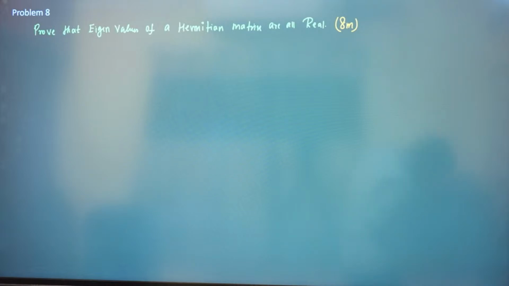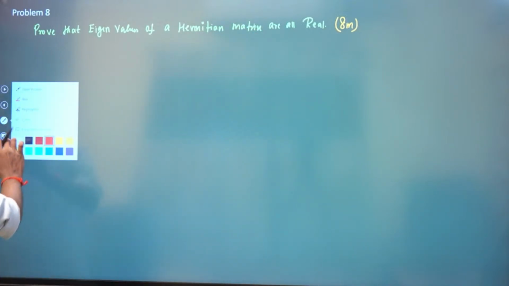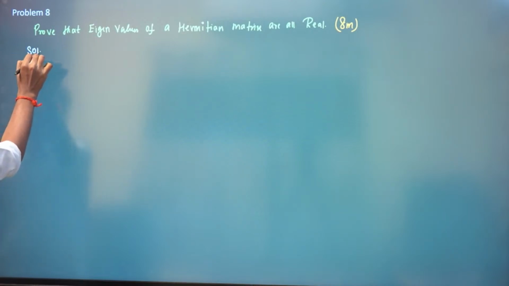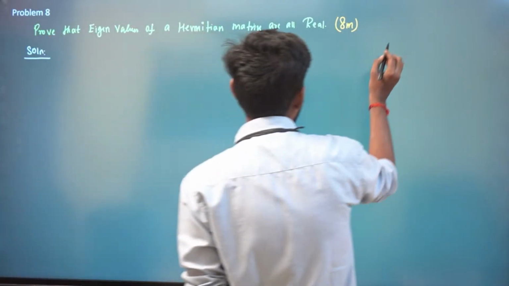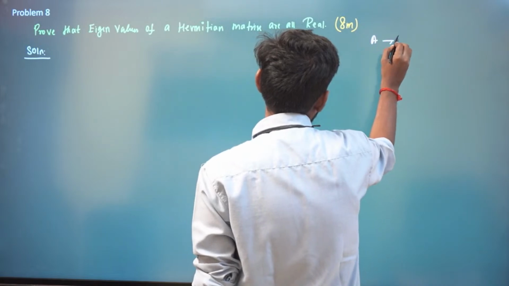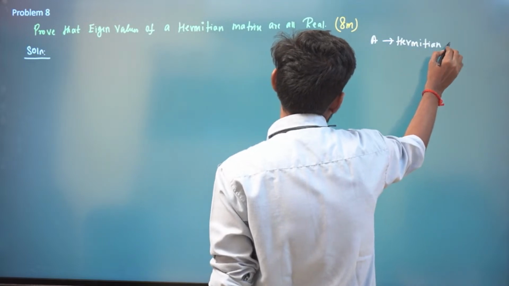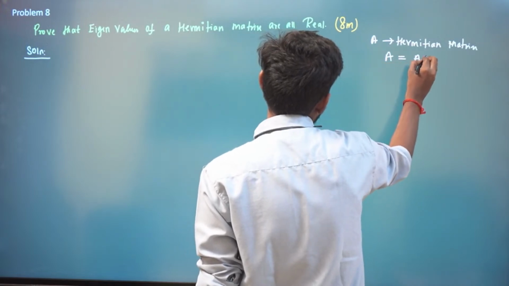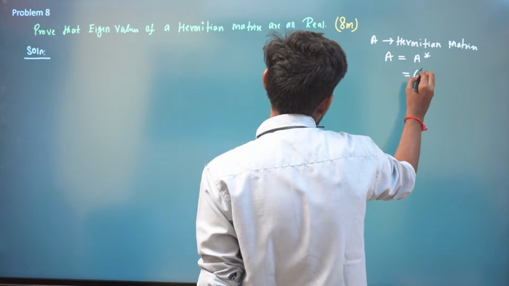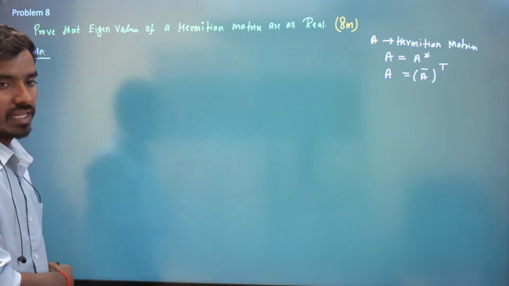Okay, so I will move on to the eighth problem. Prove that the eigenvalues of a Hermitian matrix are real. So we know what is meant by a Hermitian matrix, right? When we call a matrix A a Hermitian matrix, A is a Hermitian matrix if A is equal to A star. What is A star? A star is equal to A bar transpose. So here the entries can also be complex numbers.